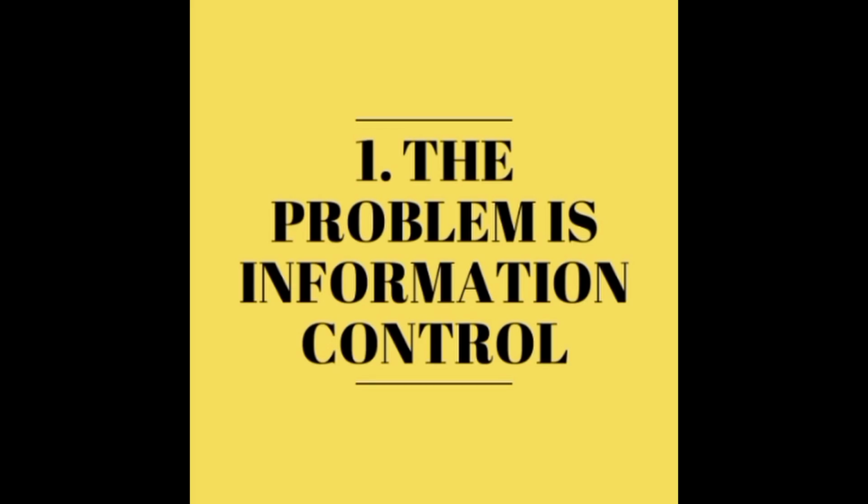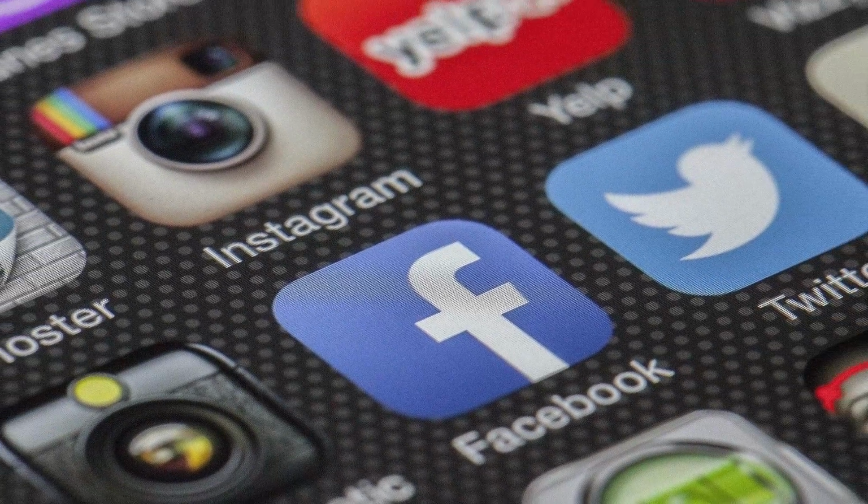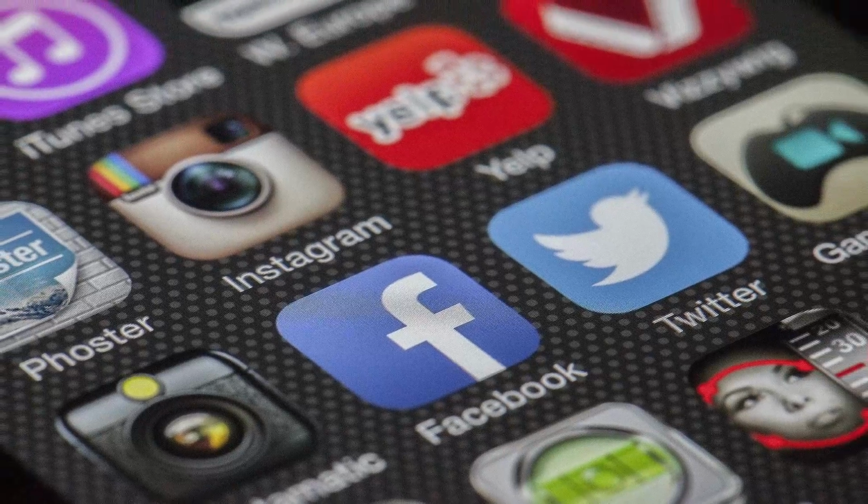Now, the first tip in this video is the problem isn't information overload, the problem is information control. We live in a world where different types of information are basically shoved down our throats, whether we like it or not, be it through social media, be it through television, or whatever information sources you have. Now, the moment we actually decide to be more proactive about what we consume, the easier it is going to be for us to prevent information overload.